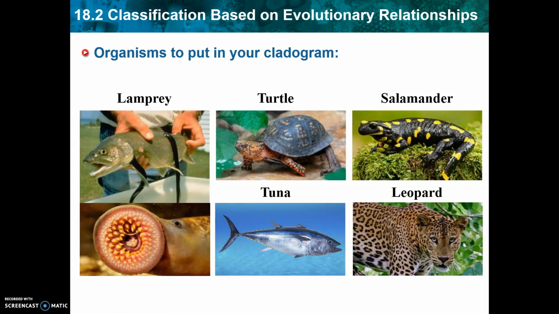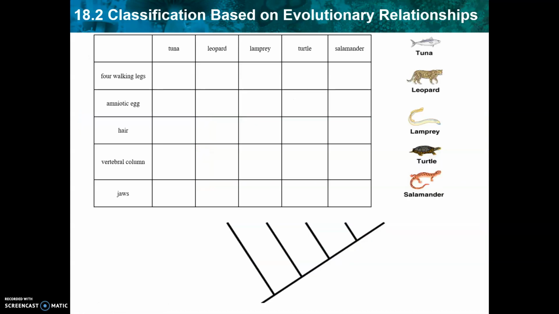The other organisms you probably know about, turtles, salamanders, tuna, and leopards, are all fairly familiar to us. So here's your chart that you have on the sheet. Let's go through this together, thinking about the tuna, the leopard, lamprey, turtle, and salamander, and whether or not they have each of these traits. So we're going to start with the tuna. And if we think about the tuna, the only two traits that it has are the vertebral column and the jaws. It doesn't have legs. It doesn't have an amniotic egg, it doesn't have hair, so it really only has those two check marks.